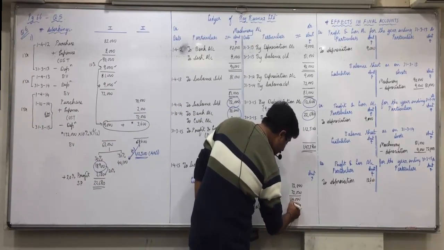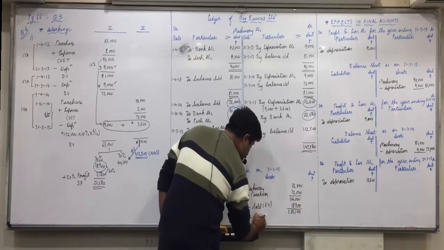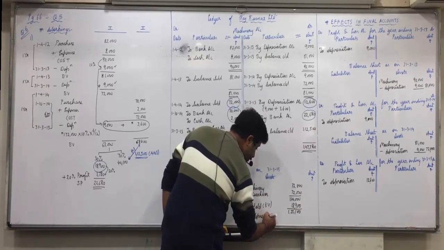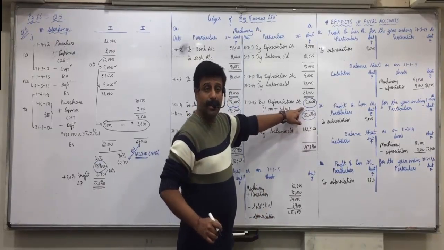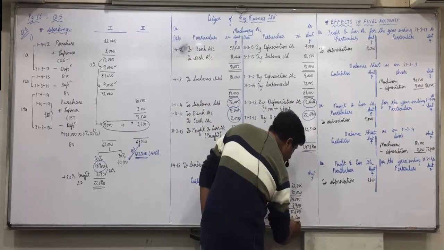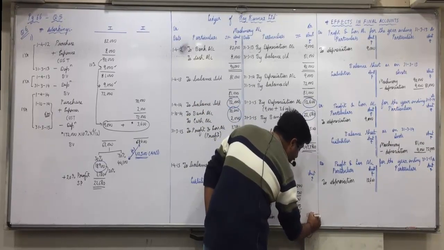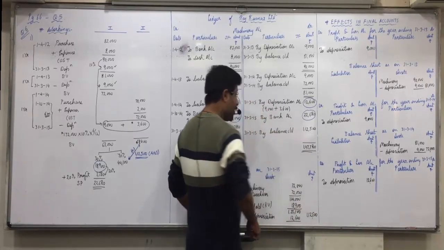Remaining 125,100 minus depreciation. Now depreciation is 12,600. So outer column 112,500. Okay, mark this, effect is important.